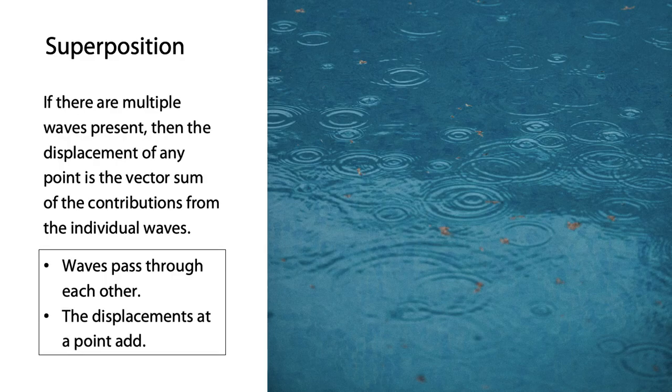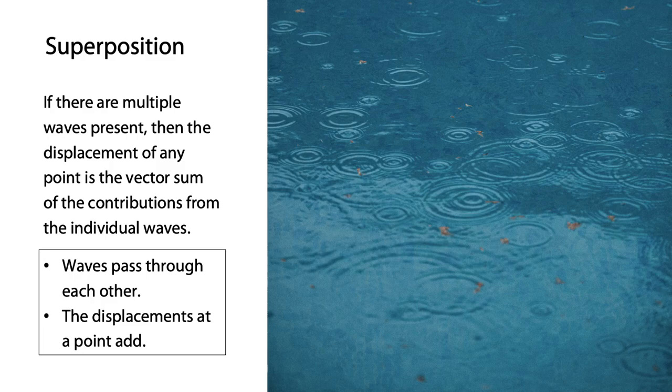So the technical way this is put is that if there are multiple waves present, then the displacement of any point is the vector sum of the contributions from the individual waves. So to find the displacement of the medium, the water, the electromagnetic field, whatever, at one point in space, you add up what the individual waves are doing. And it's got to be the vector sum. So if they're both acting in the same direction, they will add. But if they're acting in opposite directions, then they will cancel to a certain degree.